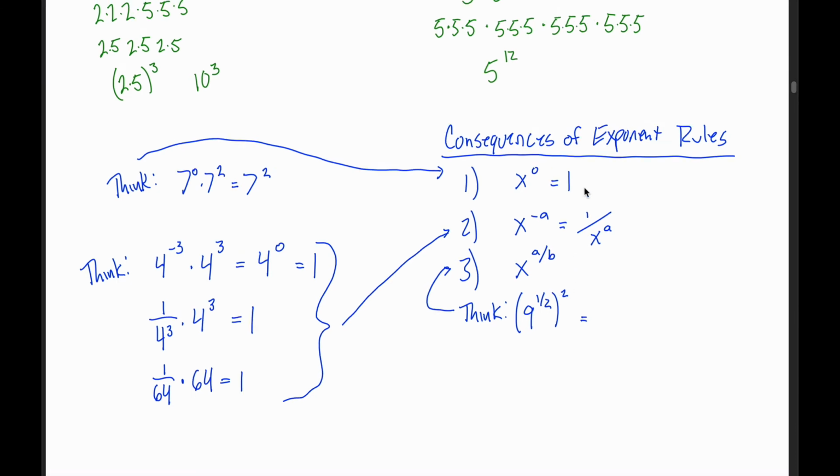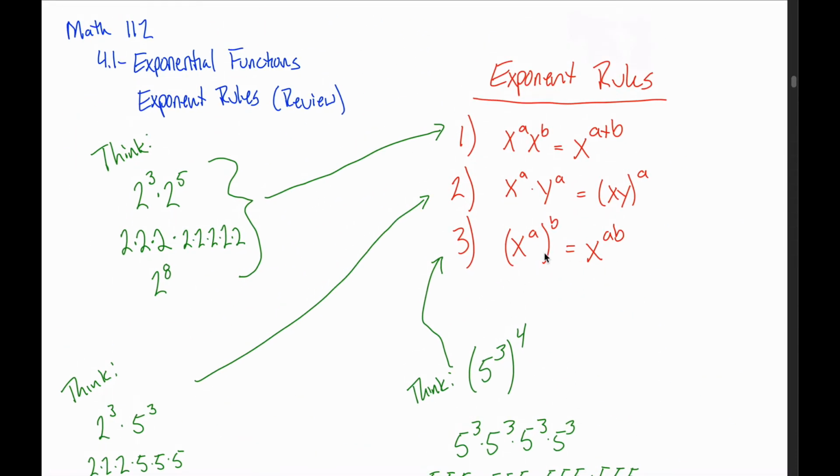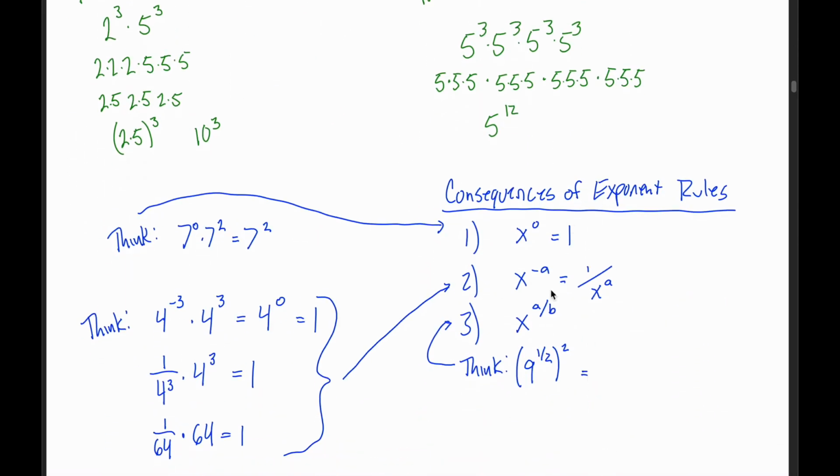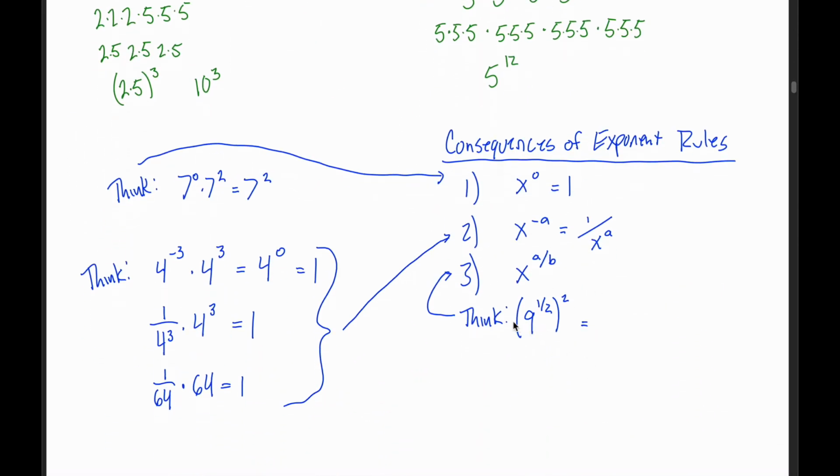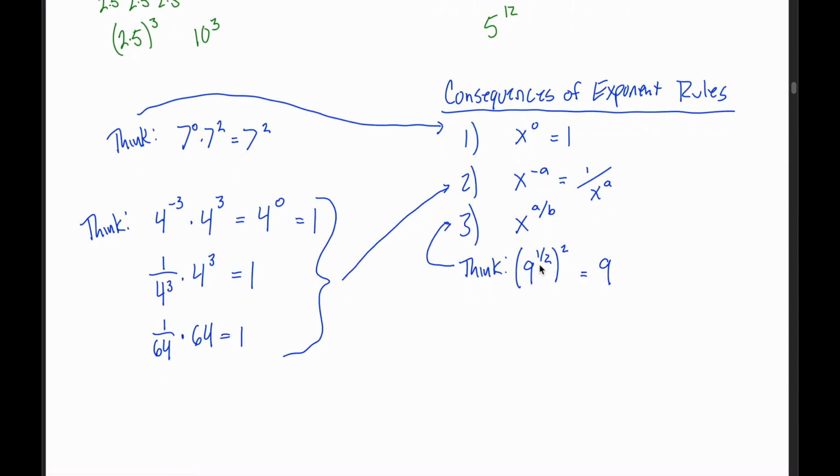squared is equal to. Because we saw earlier that our third exponent rule says when you have exponents raised up to exponents, you multiply those two guys together. So 1/2 times 2 is equal to 1. So 9 to the 1/2 power squared would have to be equal to 9 to the first power, which is just 9. And you're like, okay, but that doesn't tell me what 9 to the 1/2 power is. It tells me what 9 to the 1/2 power squared is equal to.